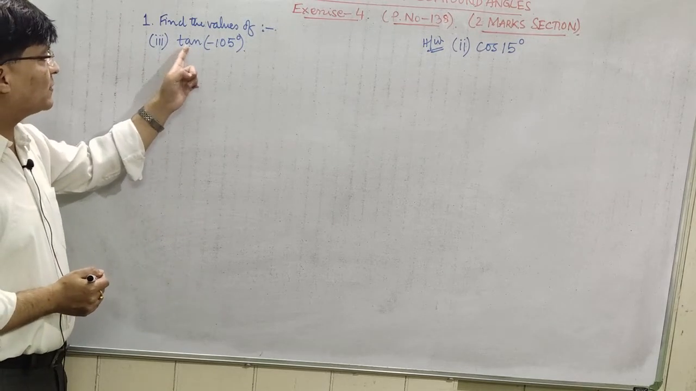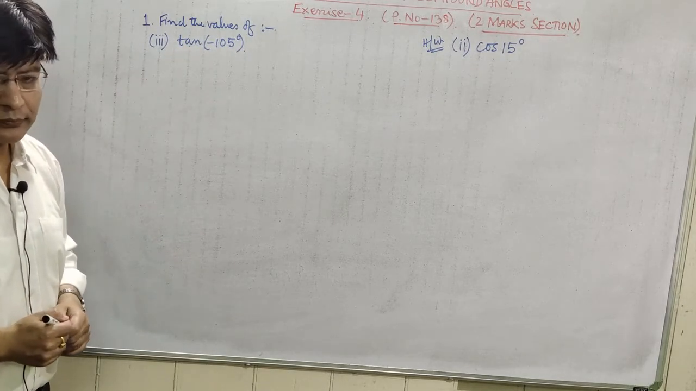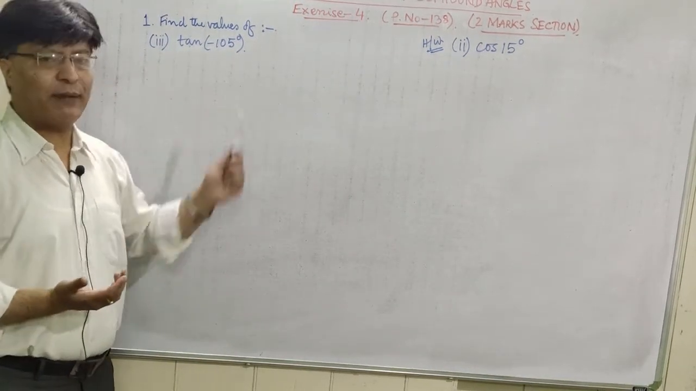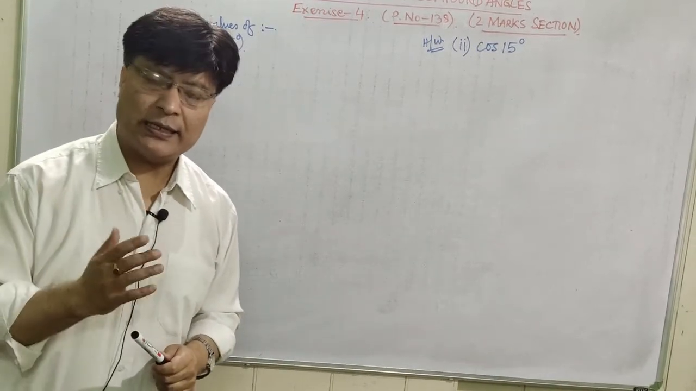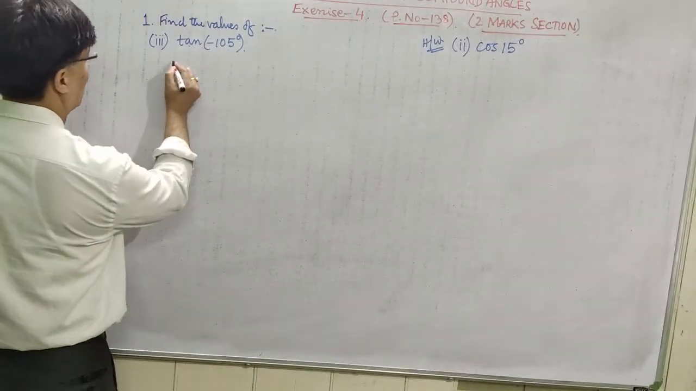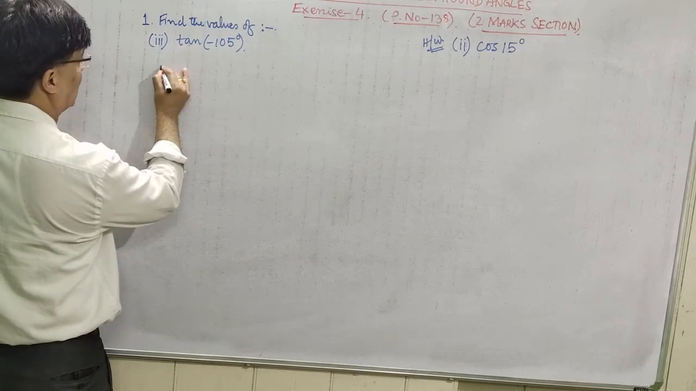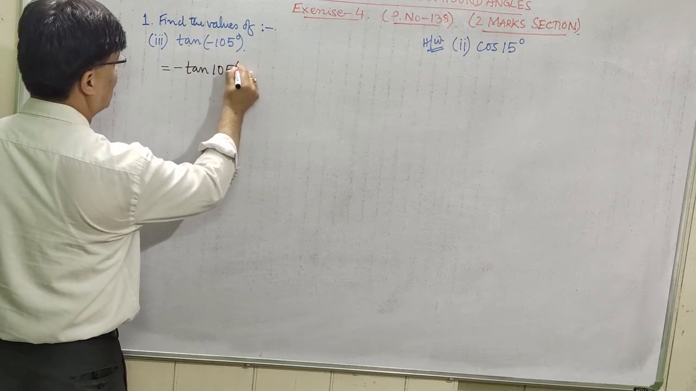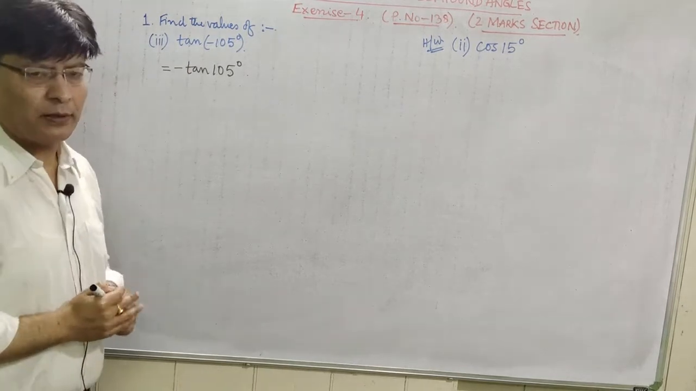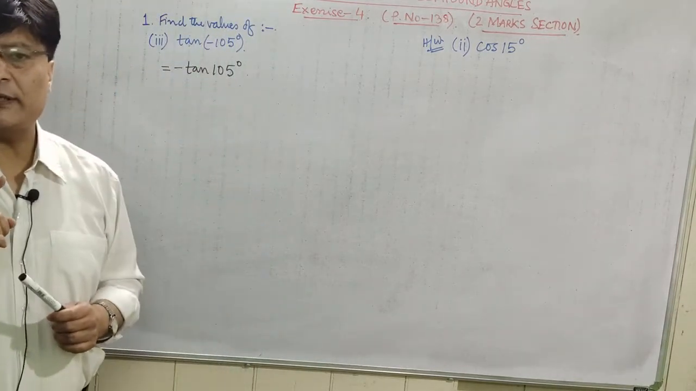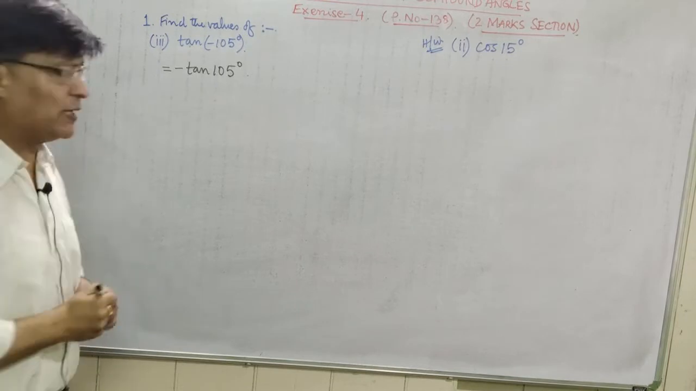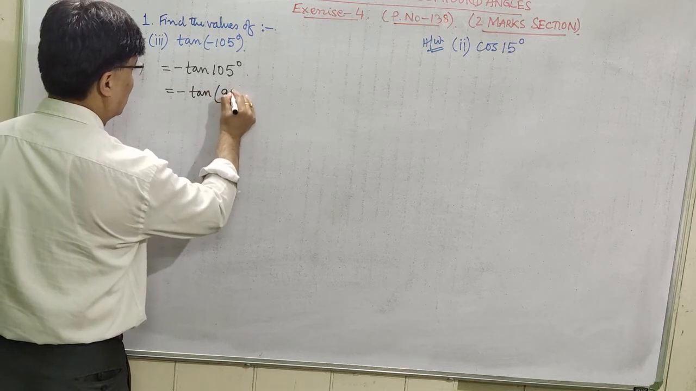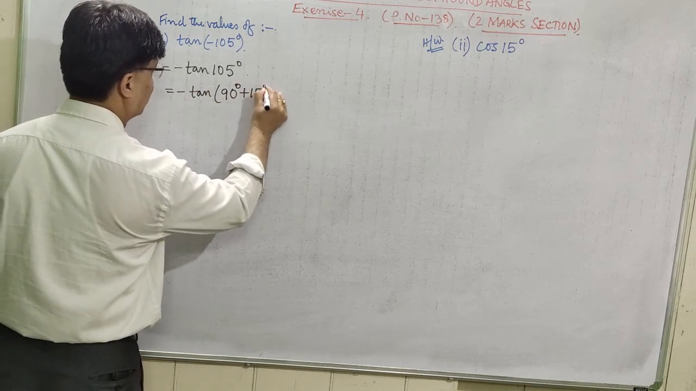So you have to find out the value of tan of minus 105 degree. Whatever may be the angle here, let us take it as theta. And you know that minus theta lies in the fourth quadrant, and in the fourth quadrant, tan is always negative. So tan of minus 105 degree is equal to minus tan of 105 degree. This 105 degree can be written as 90 degree plus 15 degree, isn't it? So let us write it as minus tan of within bracket 90 degree plus 15 degree.